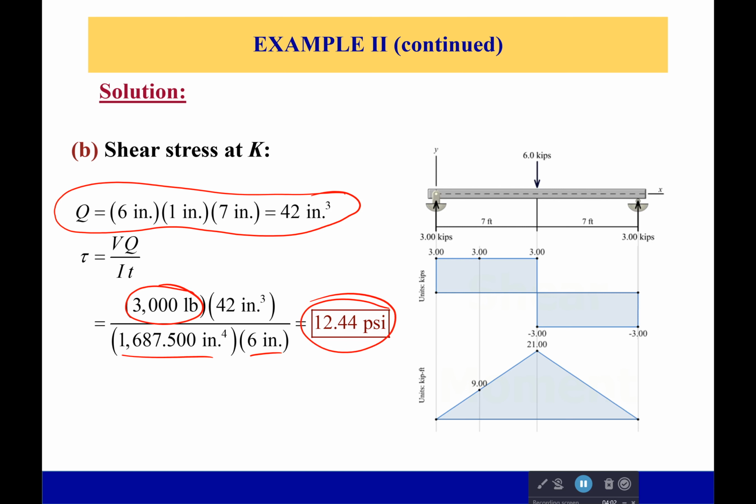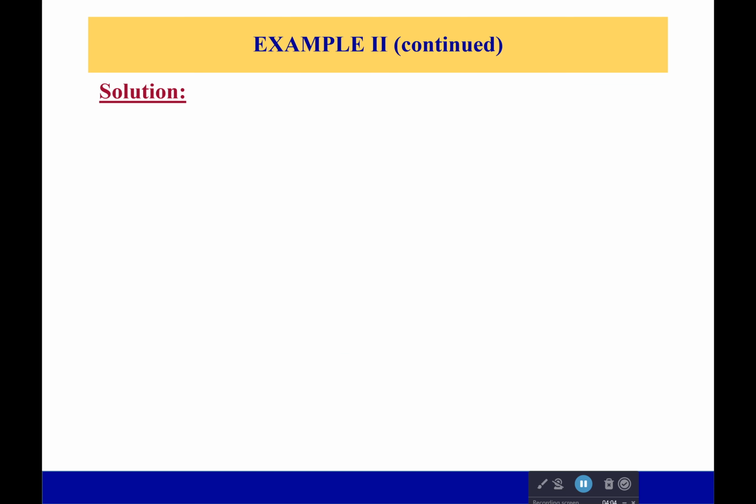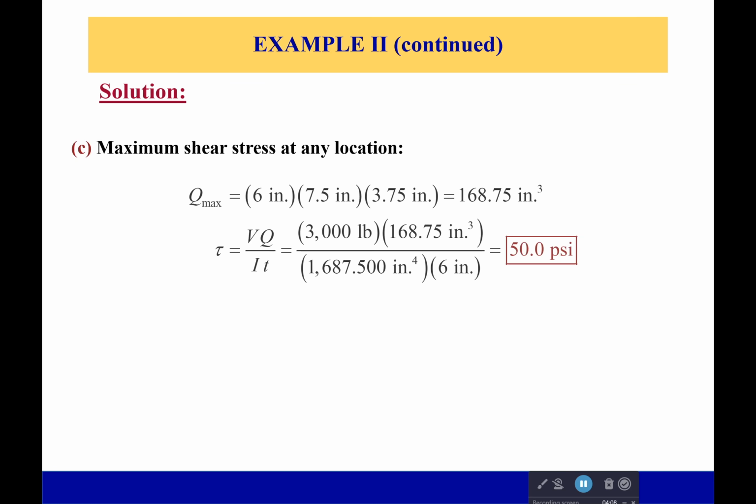So we're doing pretty good so far. We have, I think, one more section to go, which is to say, what is the maximum shear stress at any location? Well, the max Q happens at the centroid. So if we have a rectangle, when half the area is above it, that is when you reach the area that's above the neutral axis, or the area below the neutral axis, that is when you have your max Q. So the max shear stress is always going to happen through the centroid.